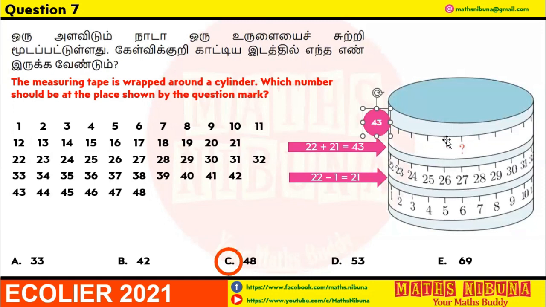There are two methods. This is the fastest method. If you cannot do this fastest method, you can do it like this: make a table, write down all the numbers and you find the answer. So the answer for question 7 is C.